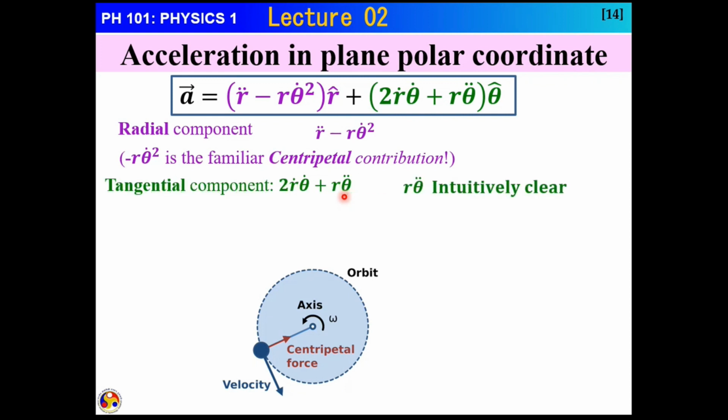So r theta double dot is also intuitively clear, but there is something unusual coming, which is 2r dot theta dot, which is called Coriolis acceleration. Up to now, you have done the circular motion where r dot is 0. So that's why this contribution has not come. But here we are saying that r is not fixed, but it can also vary with time. If that is the case, there is going to be another acceleration, and that's called Coriolis acceleration.